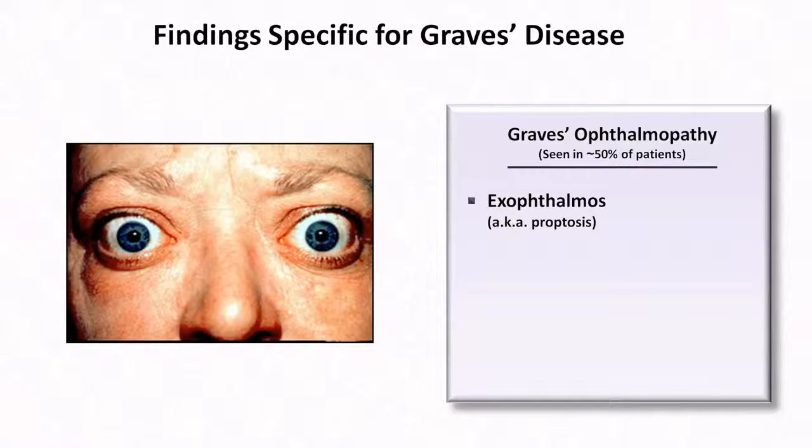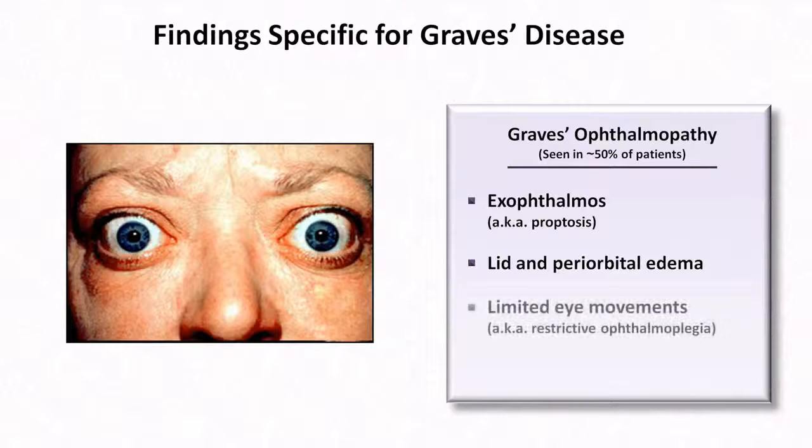In exophthalmos, the eyes are literally pushed forward out of the orbit on account of fluid accumulation in the retroorbital space. The distinction between this and lid retraction, which is not specific for Graves', is much easier done from the side than from the front of the patient. Other findings of Graves' ophthalmopathy include lid and periorbital edema, limited eye movements, and something called compressive optic neuropathy.